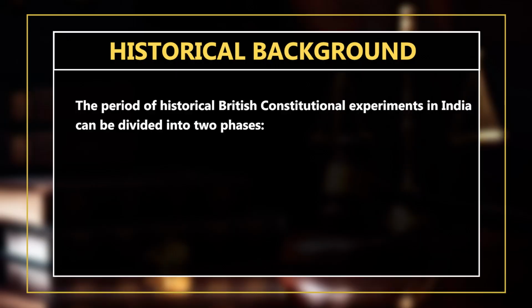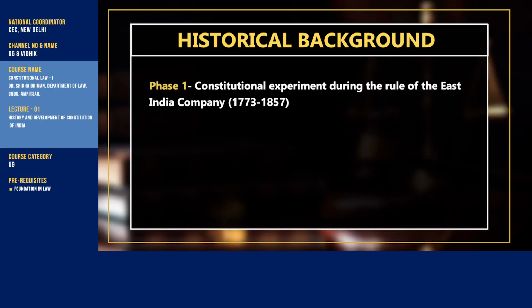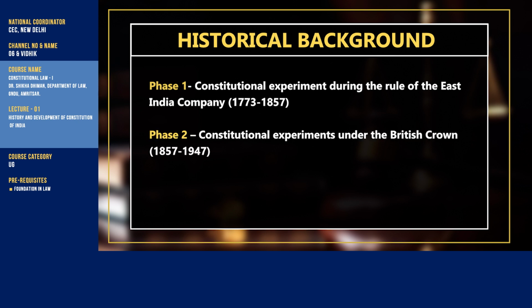Let's start with the historical perspective. The period of British constitutional experiments in India can be divided into two phases. Phase 1: constitutional experiments during the rule of the East India Company, from 1773 till 1857. The second phase was constitutional experiments under the British Crown, from 1857 till 1947, when India got independence.